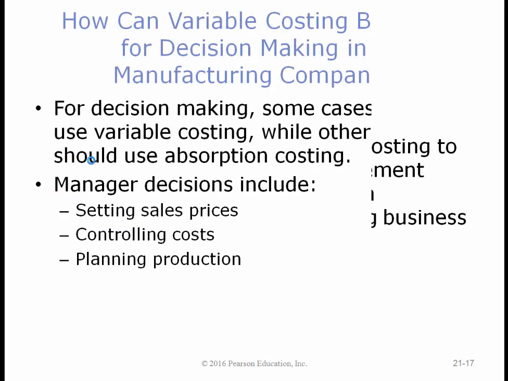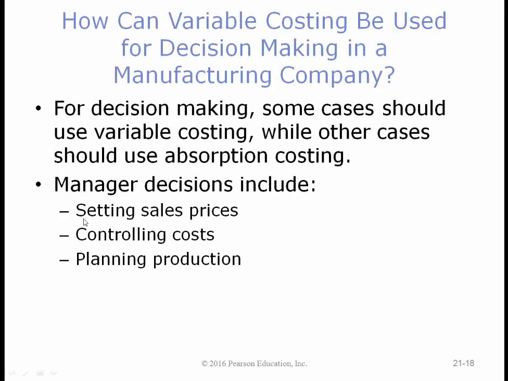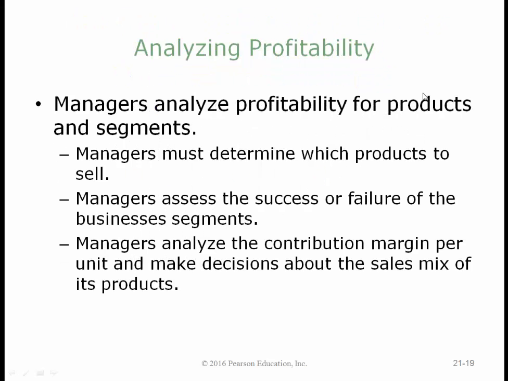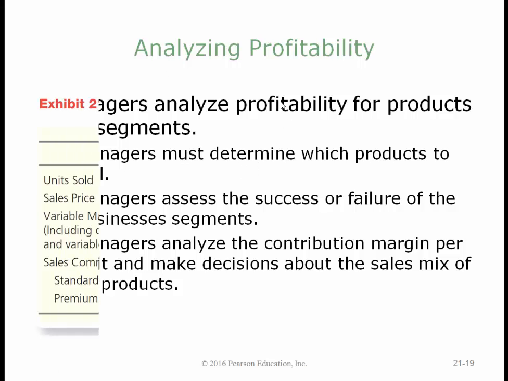So how do they use these for making decisions? One of those is for establishing selling prices. Another is for controlling costs. And the third one is for production planning, to determine where they're going to make stuff. So each one of those is different. They want to analyze profitability, and they want to look at which products they're going to sell, because they want to look at contribution margin and sales mix and profitability of their business. That's a big, big deal, obviously.